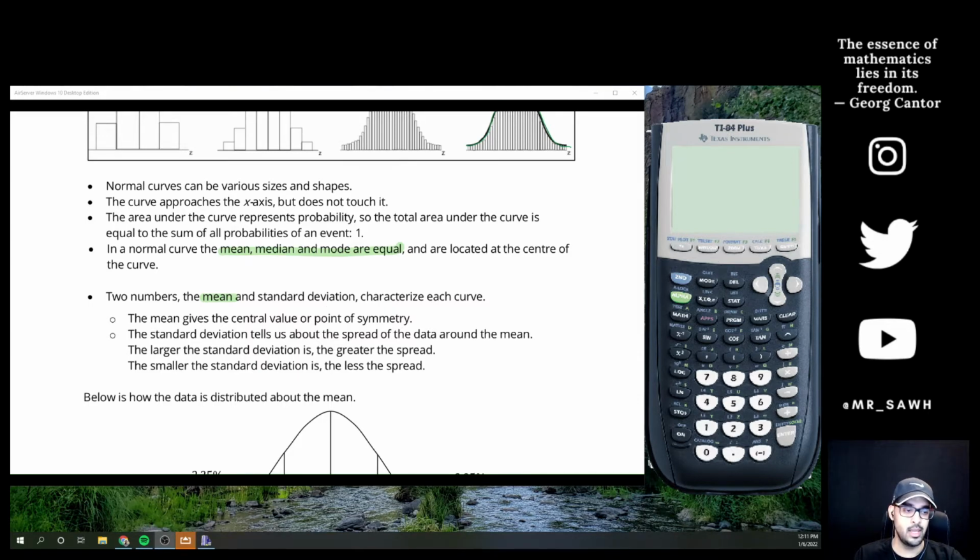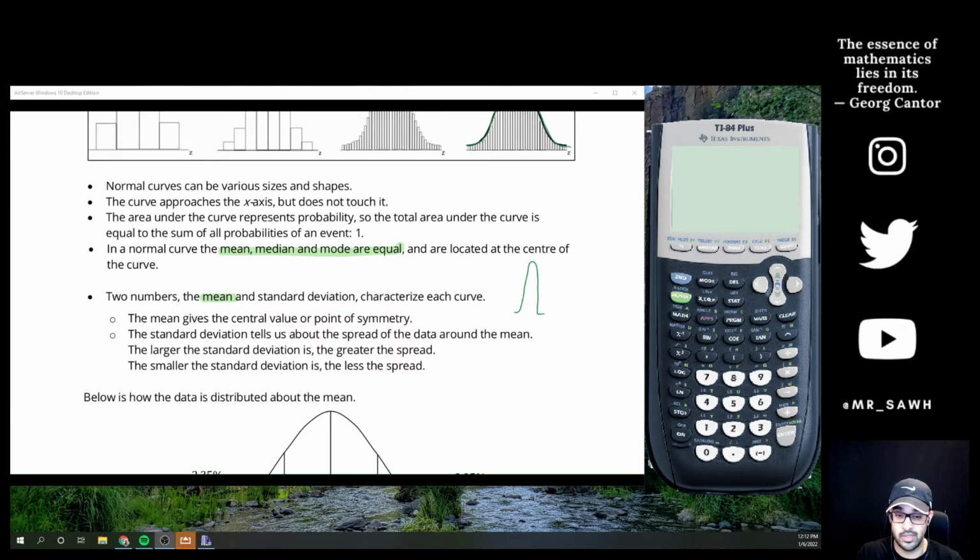From the mean. Now, if I have a larger standard deviation, all my values are going to be super spread out. But if my standard deviation is very small, all the values are going to be very, very close to the mean, right? And I could have a bell curve that looks something like this, right? Very, very vertical.